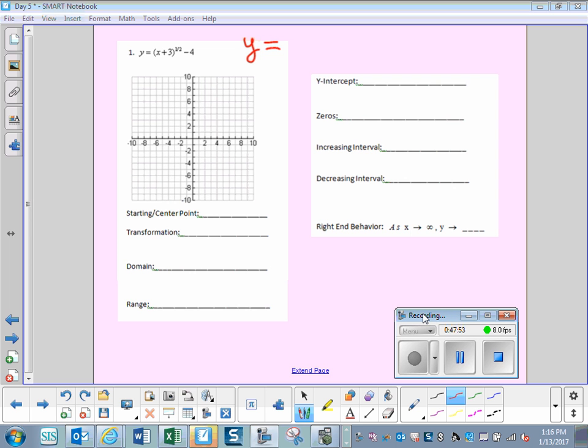Say again? What does the power of 1 over 2 mean? Yeah? So square root of x plus 3 and then minus 4. So this is the function that we want to graph and look at for properties. I'll just silently do it and you can check your answer. That's good.